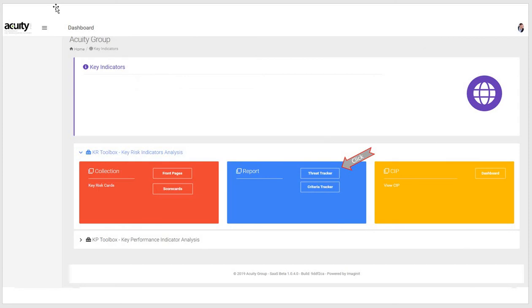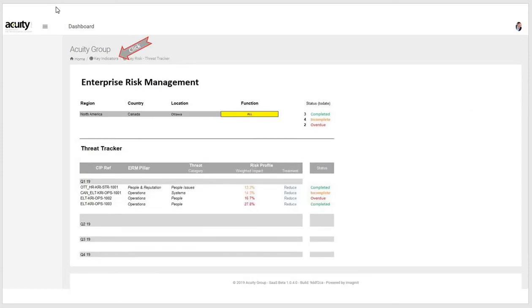Now we can look at the threat trackers. The threat trackers allow the risk appetite to filter out all of the risks that are not meeting that requirement, and set the order of priority so that you can now start to manage and track the remediation through the continuous improvement program.